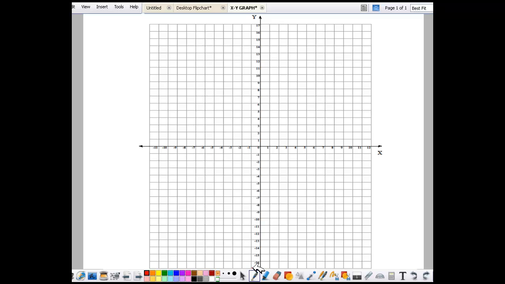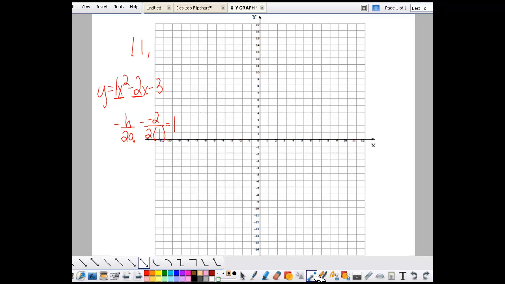So y equals x squared minus 2x minus 3. First thing we're going to do is find our line of symmetry. Negative b over 2a. So my a is a 1. So 2 times 1. Negative b, so negative, negative 2. So I've got a positive 2 divided by 2. So my x is 1. So the first part of that is 1. I know that I can go ahead and put my line of symmetry on 1.